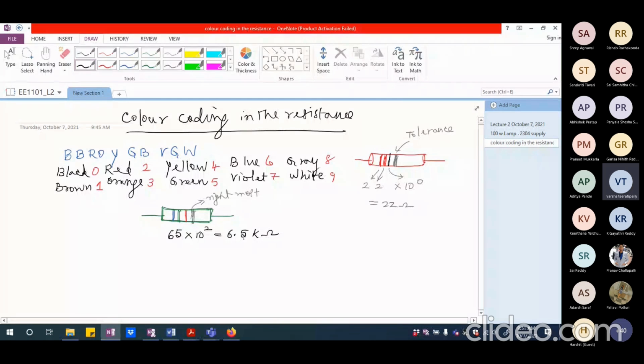Ma'am, so before the tolerance ring, whatever is there, that will be 10 power. Exactly. So had it been orange instead of red, then it would have been 10 power 3. You get my point? And the remaining color codes, you have to write as it is, the number. Exactly, that's what it is. Okay. So this is the way you are going to calculate the resistance.